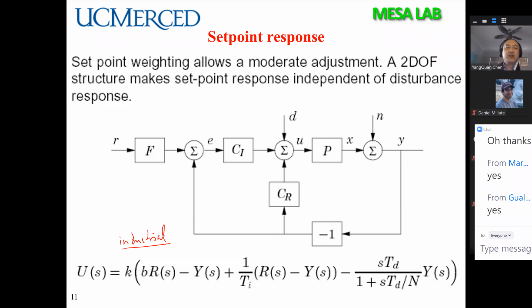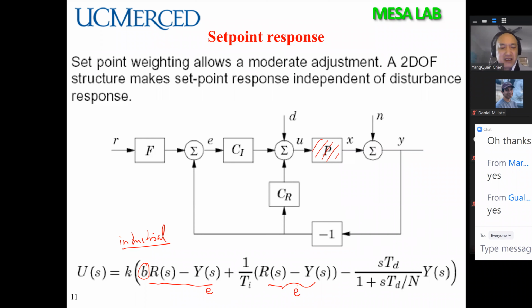So what's new in there? This is the plant. Okay, this is my plant to be controlled. So let's take a look. You have a reference in here, but you have a b in here. Okay, this is called set point weighting. Minus Y. So if b is 1, this is E, right? So this is a real E, okay?